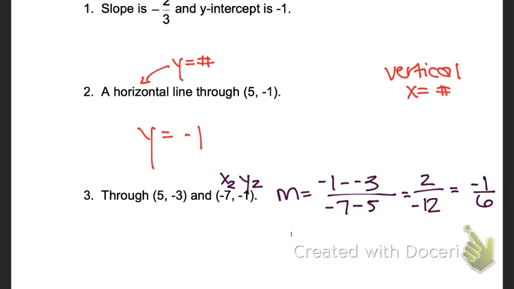Now, this is where one of those other formulas comes into play. Slope-intercept form requires that I have the slope and the y-intercept. Do I have the y-intercept? No. How do I know I don't have the y-intercept?